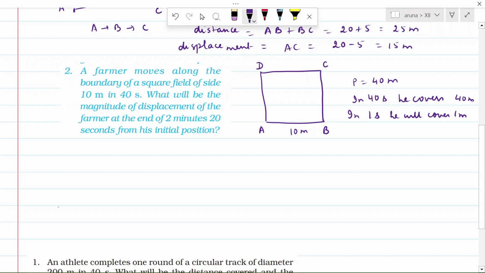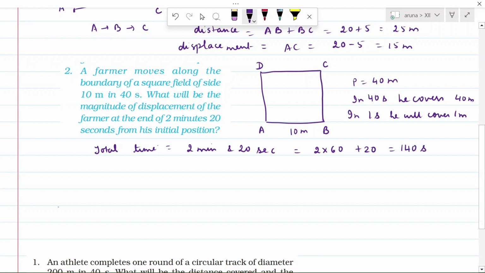Now let's see the total time. The total time that he is using is 2 minutes and 20 seconds. Convert the whole into seconds. It will be 2 into 60 plus 20, which is equal to 140 seconds. You need to find out the displacement.